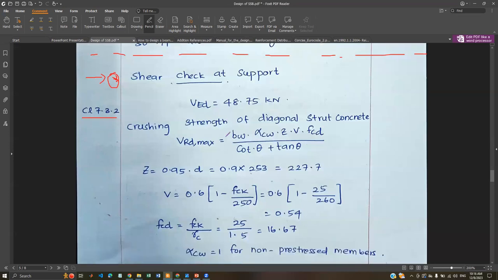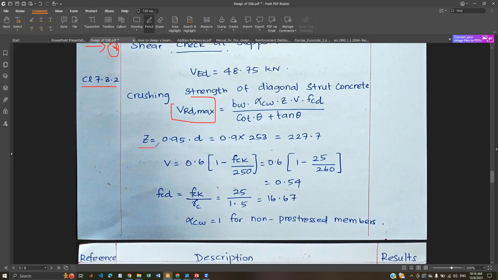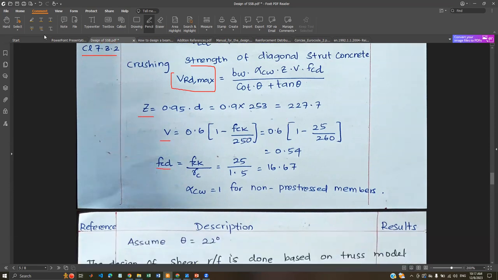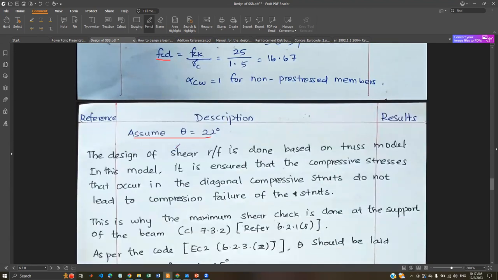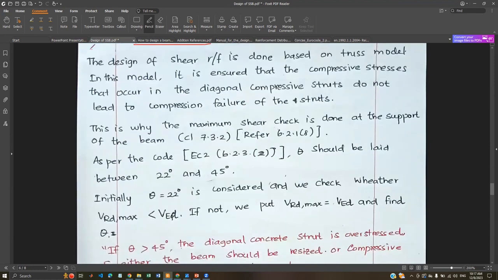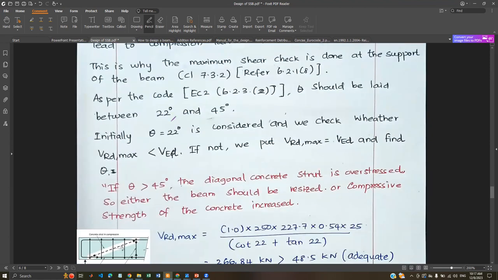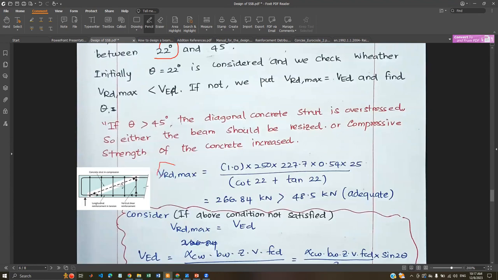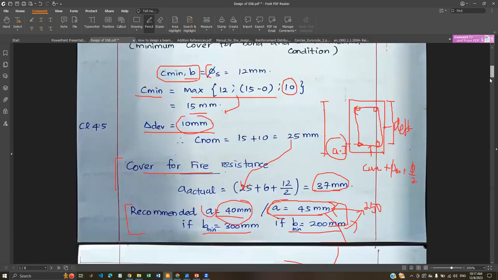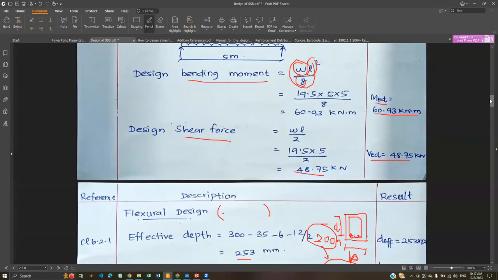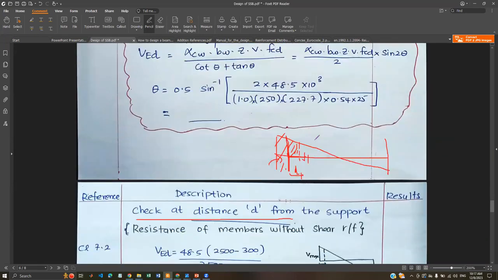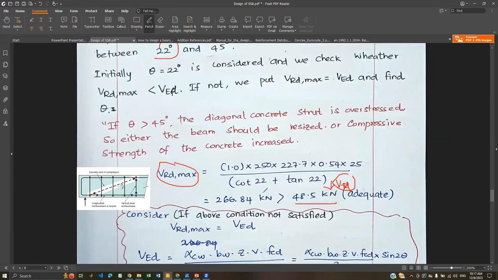You can see the same thing that I have done over here. To find VRd,max, I need to find my z, v and fcd. These you can find as mentioned in the code. I'm going to assume theta is 22 degrees, and you can see the description here of why I choose 22. Initially I do it with 22, and I check whether my VRd,max is higher than my VEd. VEd is obtained from the structural analysis. You can see that VEd is calculated as 48.75. After you have found your VRd,max, you can see this value is higher than the VEd, so this is satisfied.